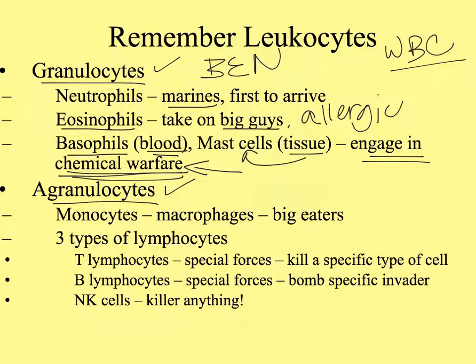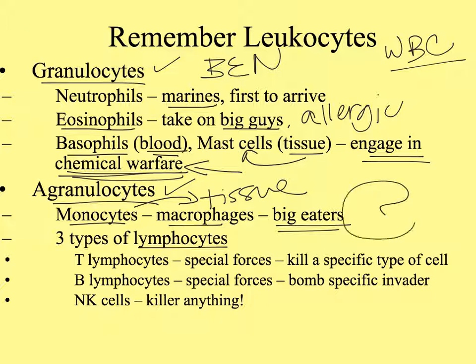Okay, now agranulocytes are made up of monocytes and lymphocytes. So monocytes, when they leave the blood and enter the tissue, that's when we call them macrophages. And macrophages are big eaters, so they're going to go in and they're going to phagocytize something. They're going to gobble it up. Okay, now lymphocytes. So we have a bunch of different kinds of lymphocytes. We have T lymphocytes and B lymphocytes, which are more like special forces. They're going to be very specific in what they kill.